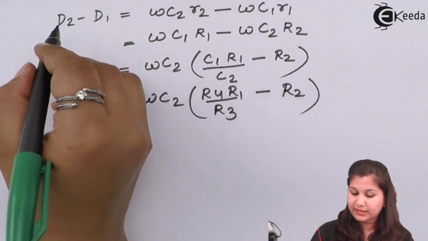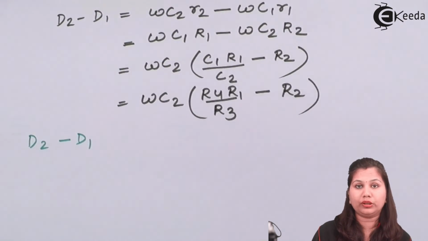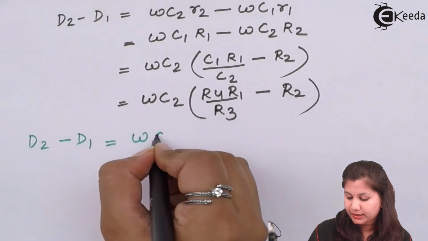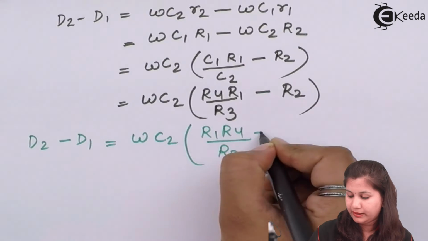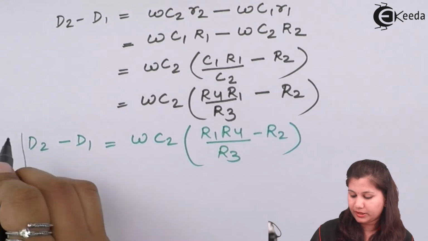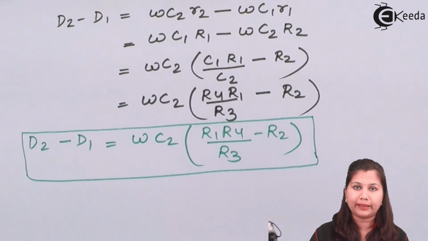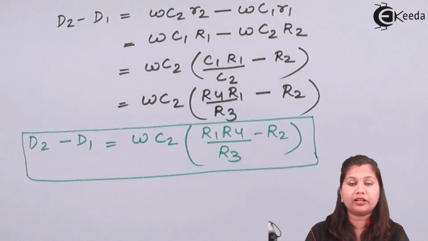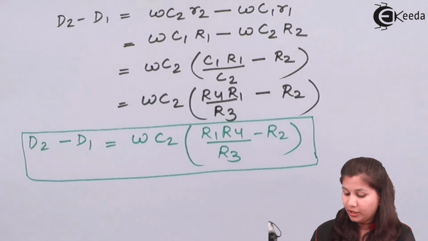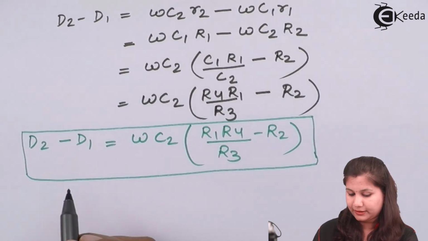So the value of this dissipation factor, or we can say the difference between the dissipation factors of the two capacitors, will be omega C2 (R1 R4 upon R3 minus R2). This is the equation for the difference between the dissipation factors of the two capacitors. So using this Sauty bridge, we can not only measure or compare the value of the capacitances of two capacitors, we can also compare the dissipation factors for those capacitors.